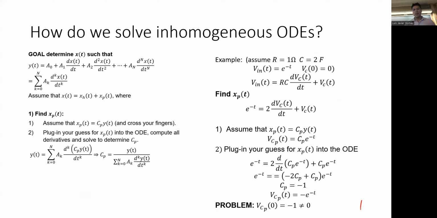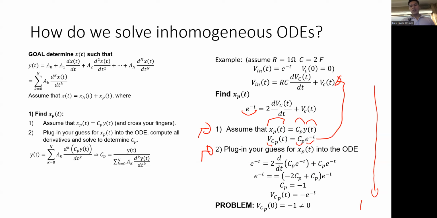All right, so here I wrote it cleanly just because I know my handwriting is not artful, for lack of a better word. So basically you have this already in your notes, which is what I just wrote on the previous slide. Our first step is just to assume that x of p is of the form of a constant times the forcing function. In this case, the forcing function is e to the negative t, so it's just some constant times e to the negative t. And then the second step is to plug our guess into the equation in order to figure out what that constant is. That's what we just did on the previous slide.